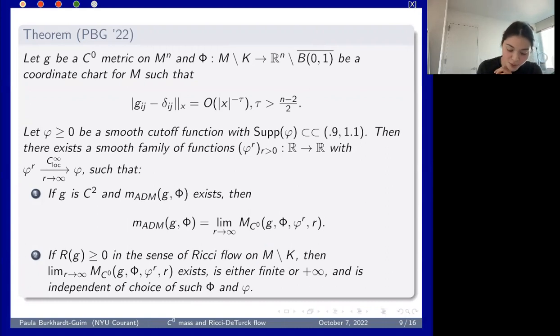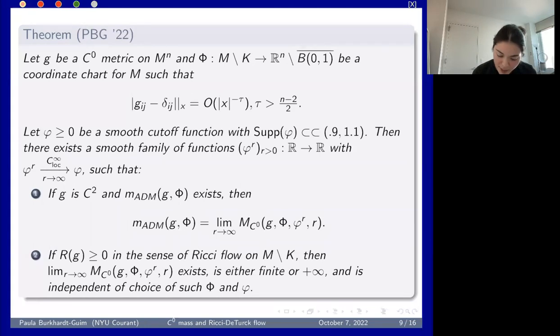Okay. And so, how do you prove this theorem? Well, maybe you have guessed, this follows from a monotonicity result. And so we can prove some kind of monotonicity result that says that the C0 local mass at a large scale is always going to be bigger than the C0 local mass at a smaller scale up to some small error. And this is somehow due to this lower scalar curvature bound, this generalized lower scalar curvature bound.